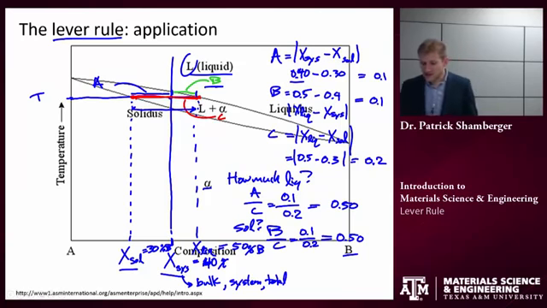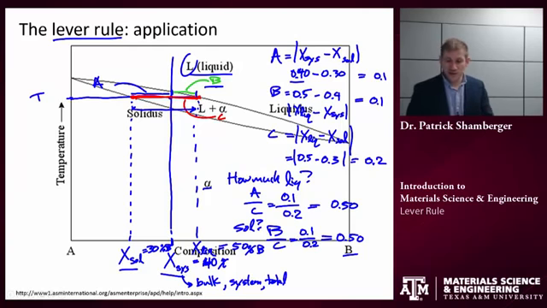So what I've said is for these numbers, there is 0.5 mass fraction of liquid and 0.5 mass fraction of solid phase alpha present. That's about right because this line is about in the middle of my composition. In reality, this number probably was a little bit higher than it should have been. But this is how we apply the lever rule.